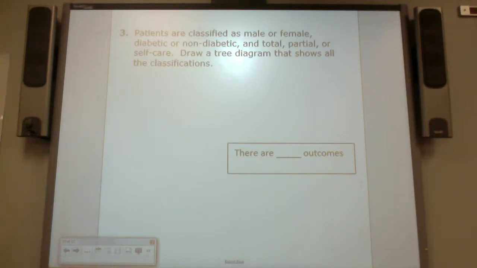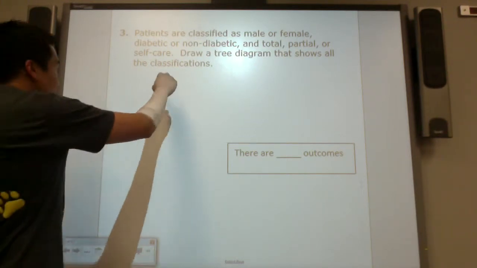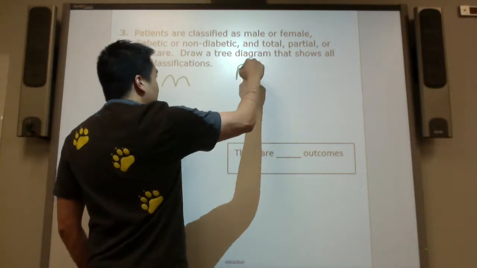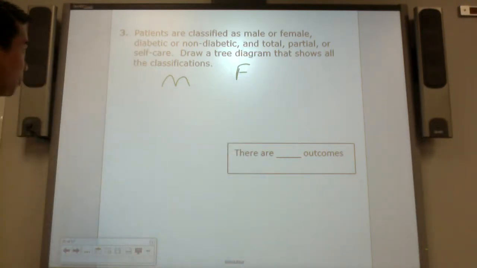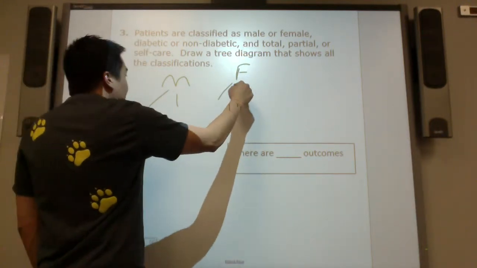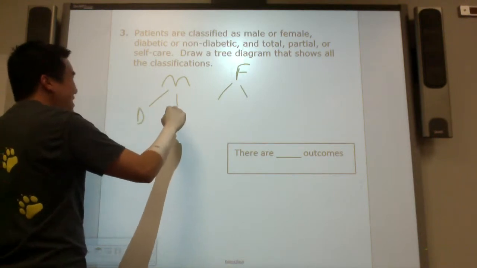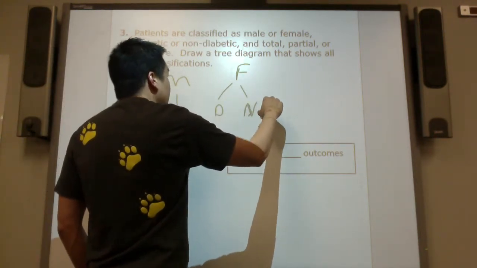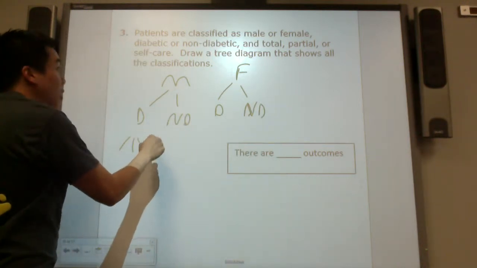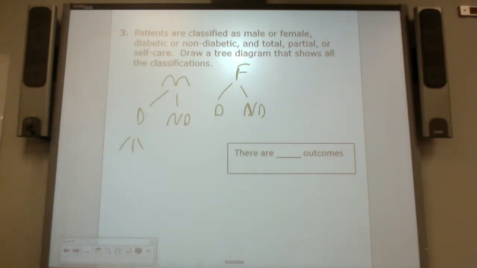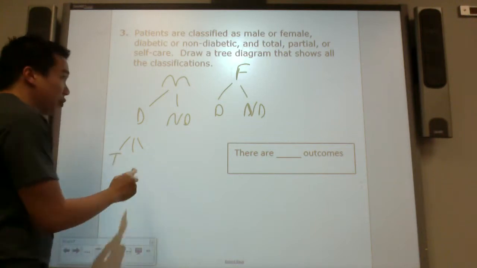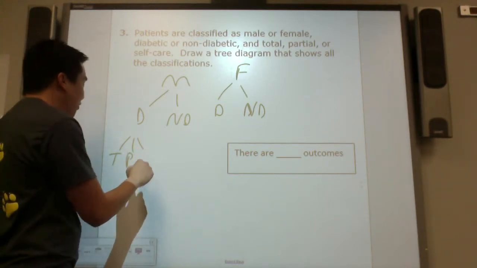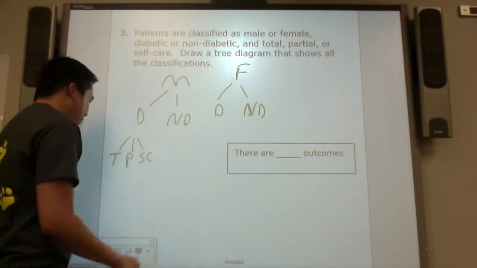Patients are classified as two types. When you go to the hospital, you're either classified as male or female. And then you are sometimes referred to as diabetic or non-diabetic. Then, how do you care for yourself? Do you have total care? Do you have partial care? Or is it self-care?